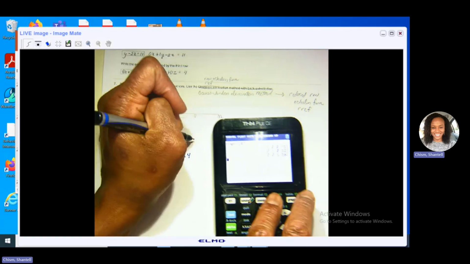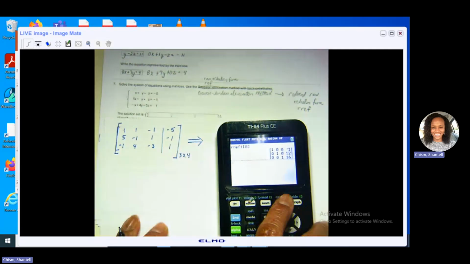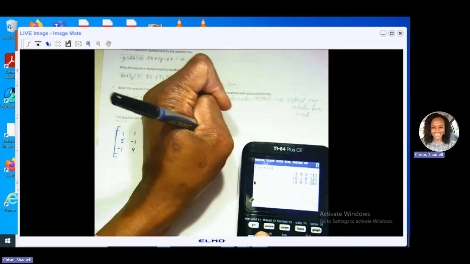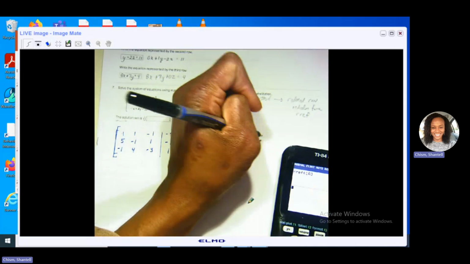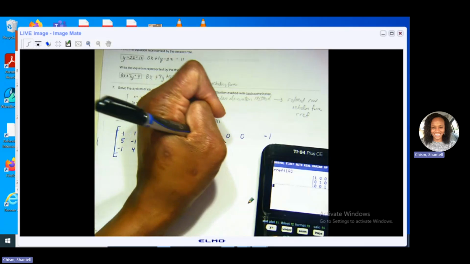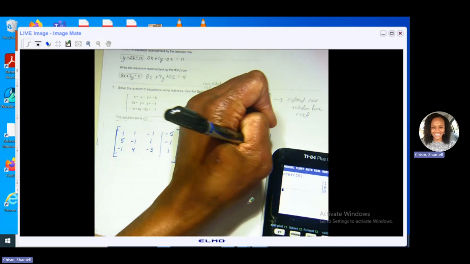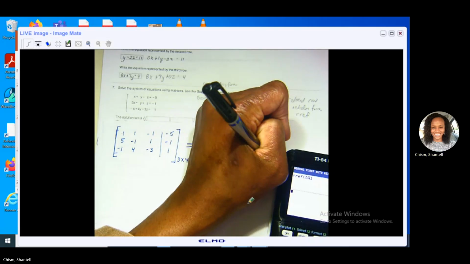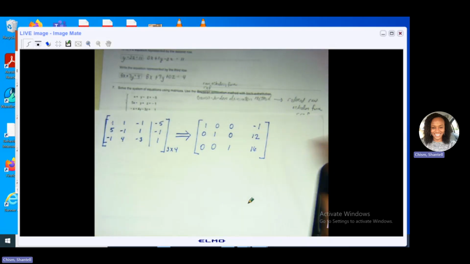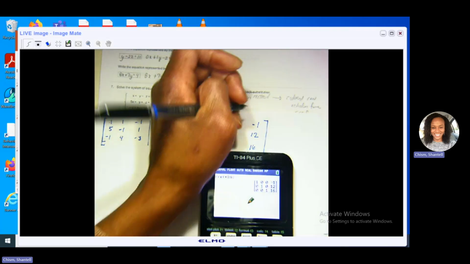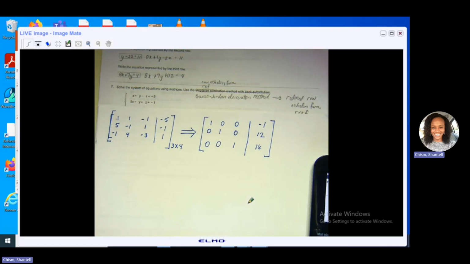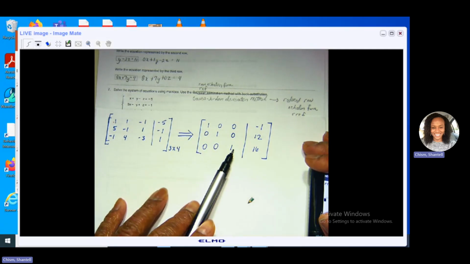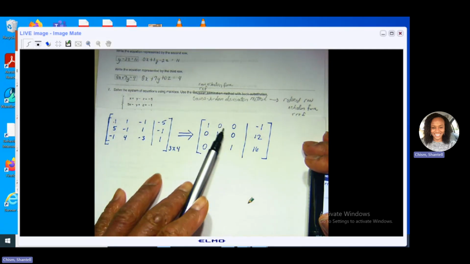I'm going to put an arrow here, and write this down so that we can then identify our solutions. So we got 1, 0, 0, -1; 0, 1, 0, 12; 0, 0, 1, 16. Remember, the line is not shown, but we understand it to be there. So I've got reduced row echelon form, because I've got ones in the main diagonal, and zeros below and zeros above.